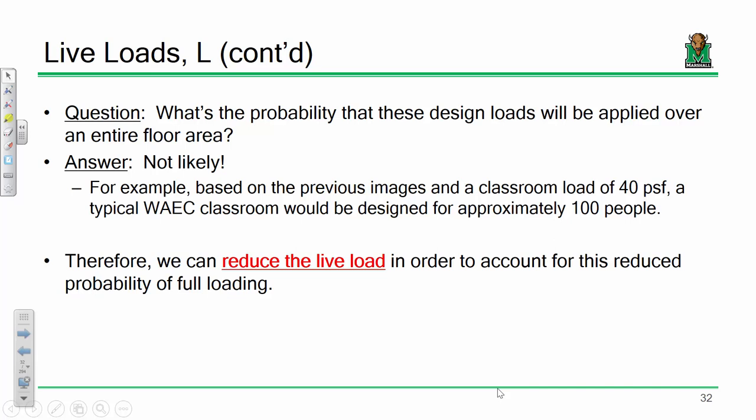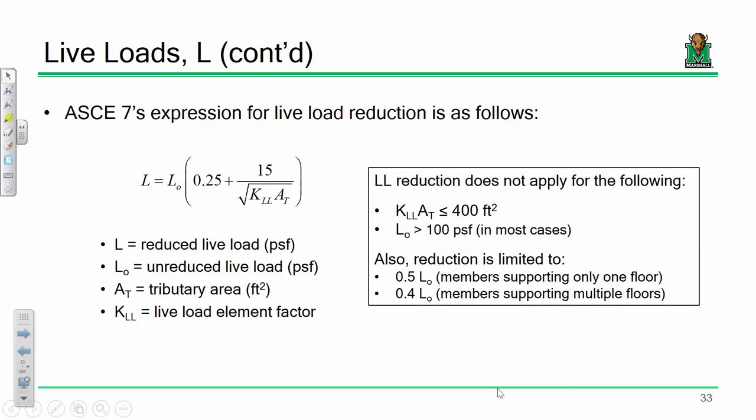But what ASCE 7 allows us to do is to reduce that live load to account for the fact that a given beam or a given column is probably not going to see the full loading at a given state. And so the way that you do that is you take the original, the unreduced live load, and you adjust it by what you see here, and we'll talk about where all this stuff comes from in a second. You adjust it by this, and then that'll generate a reduced live load that you can use for design.